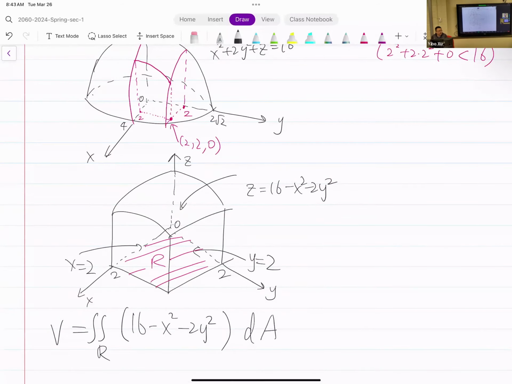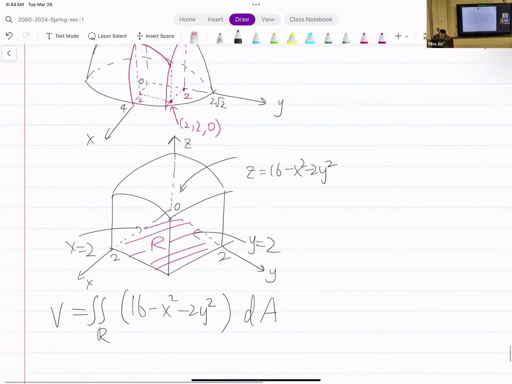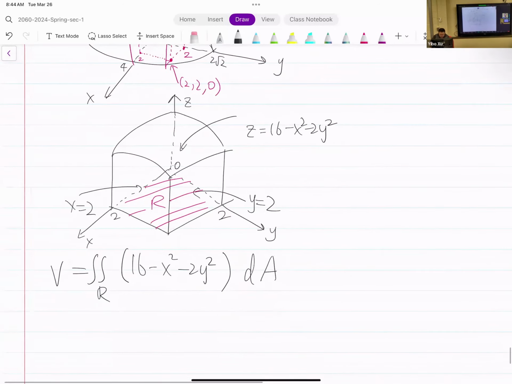So any questions so far? Okay. Basically this is the volume of the solid under the surface at the top. Okay. All right. Now, this function here is relatively nice in the sense that it's just a polynomial function. So I would say integrating it by either direction is fine. Okay. So let's just quickly do this.